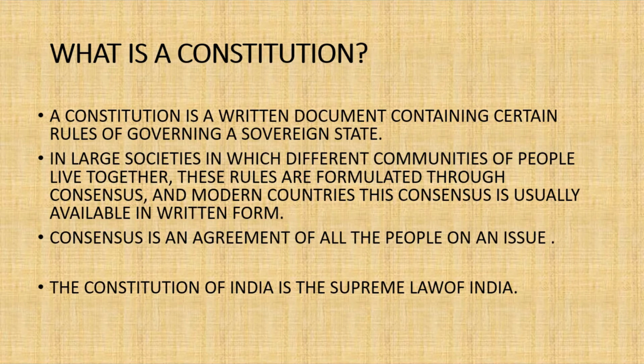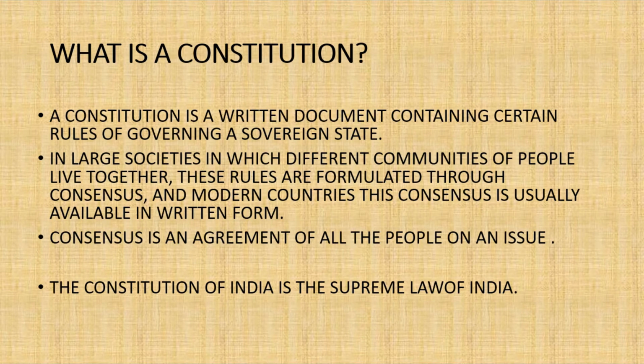It has some rules and principles of governing a sovereign state, so that a country is governed on the basis of some rules and principles, right? So this written document is called a constitution. So a constitution is a written document containing certain rules of governing a sovereign state, how to be governed. Okay.